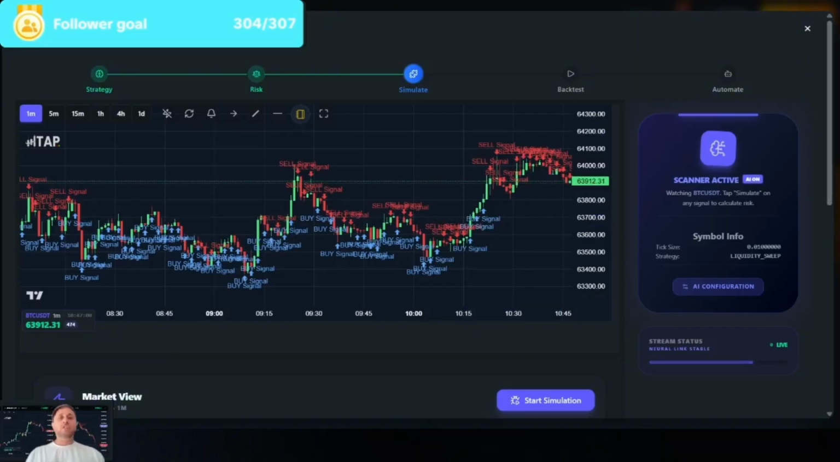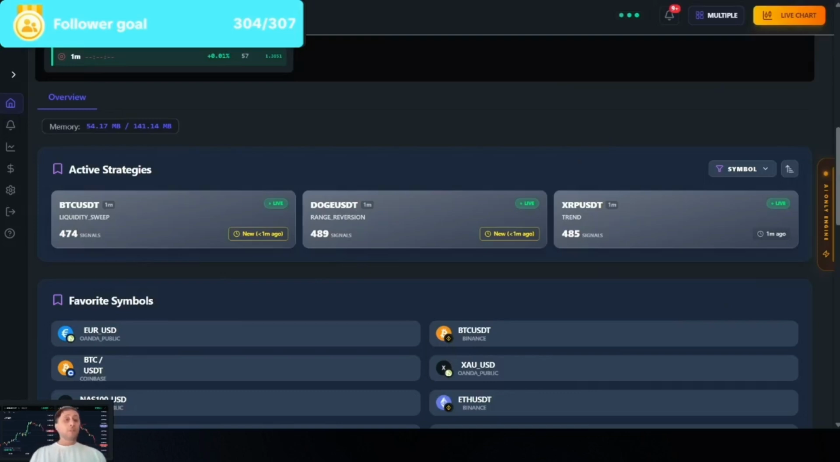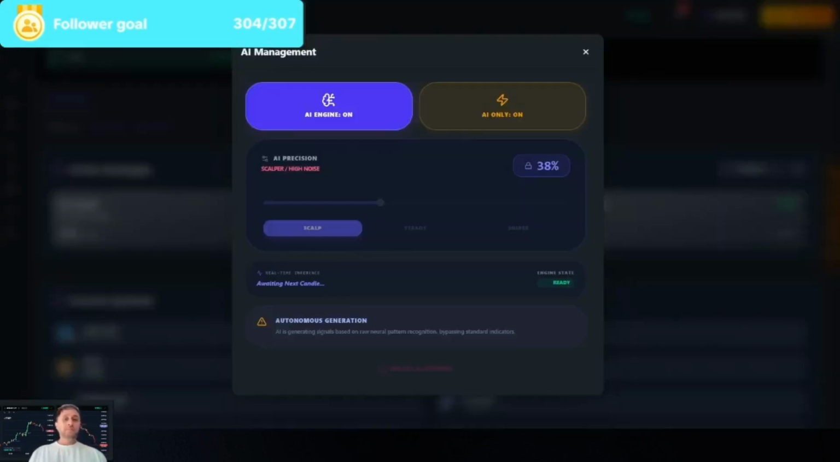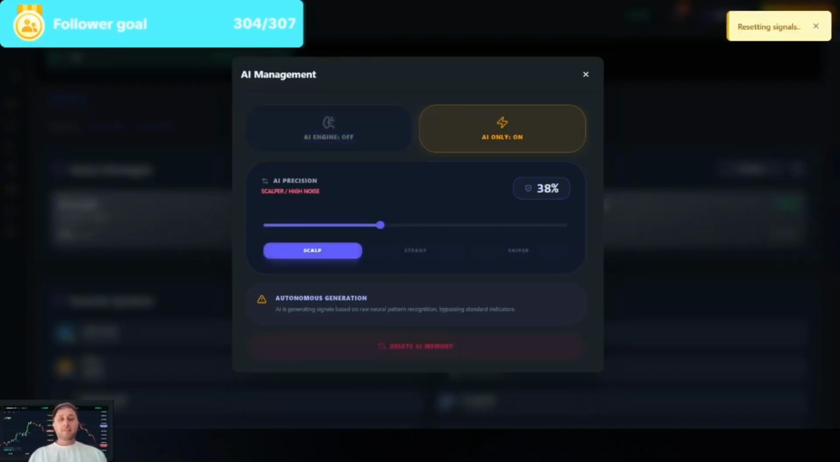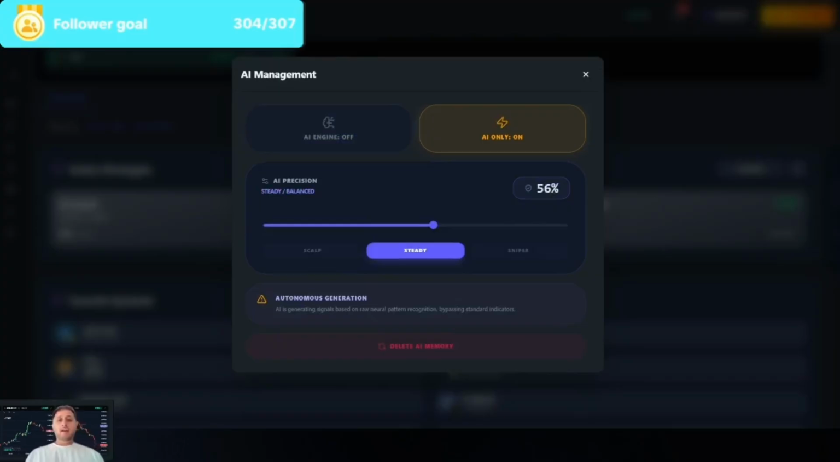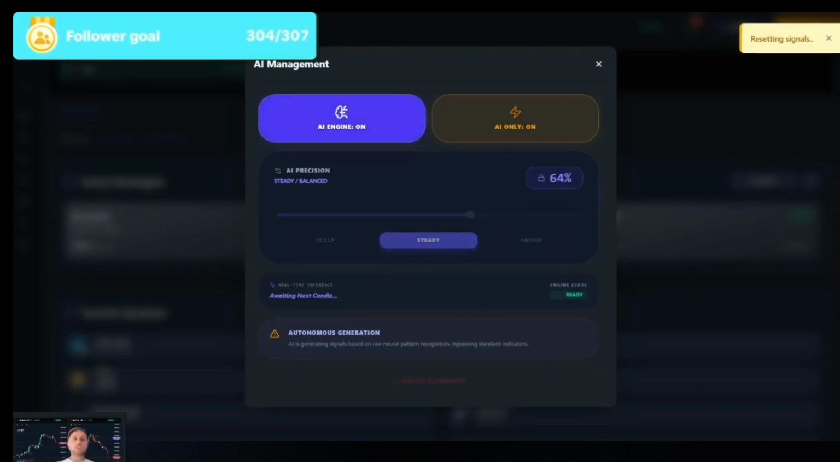Increase the precision. So we will go from scalping to the steady market, and then lastly, from steady we'll go for a sniper. Okay. Turn off the AI engine again. Increase the precision to around 60 plus. This is a steady market, but for AI, it's still not steady. Okay, AI engine turned on.